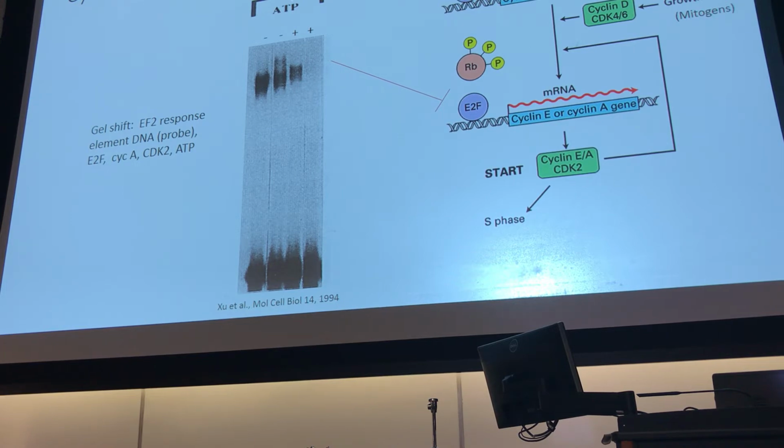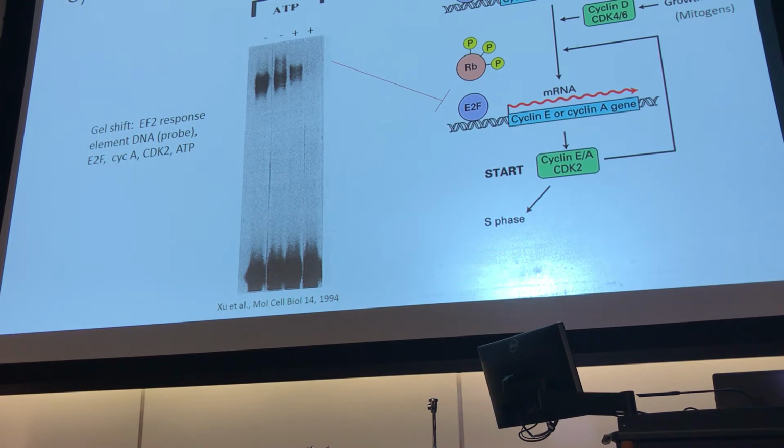Now, if you start adding in ATP, which is going to be where you get the phosphate from to phosphorylate E2F, and you add in cyclin A and CDK2 to the mix, now you see you have a lower shift here, and at this point, because they add in more cyclin A, CDK2, no binding. So that's showing that this complex, cyclin A, CDK2, when it phosphorylates E2F, which I showed you before, is going to prevent E2F from binding to any DNA. And so that's why you no longer have this shift there.